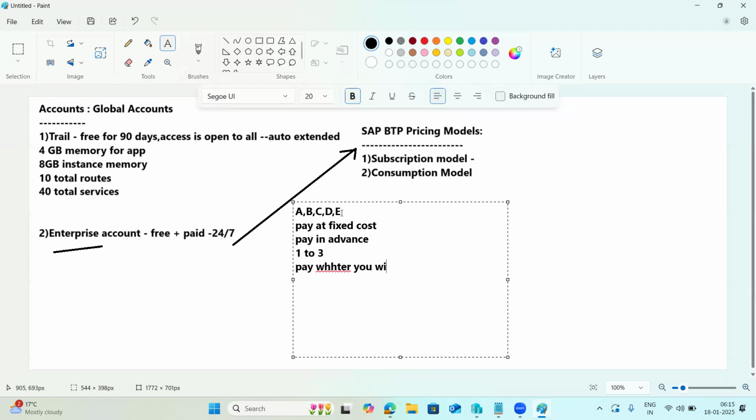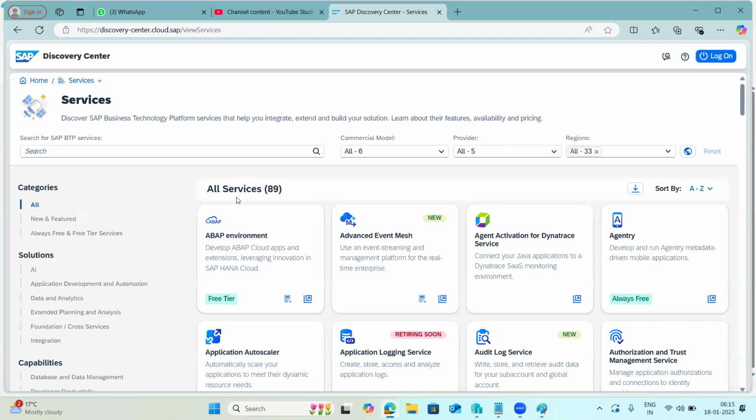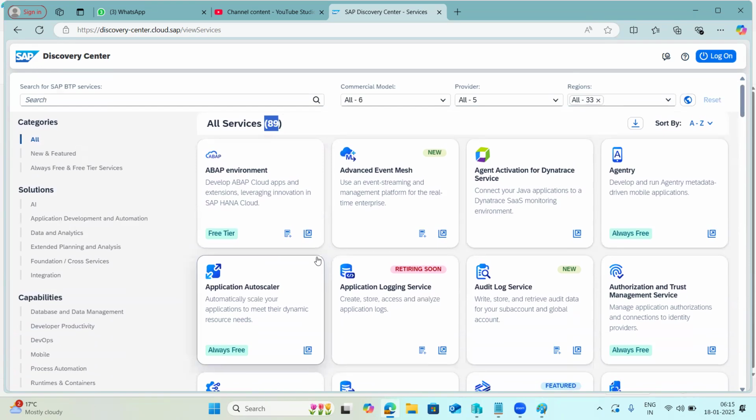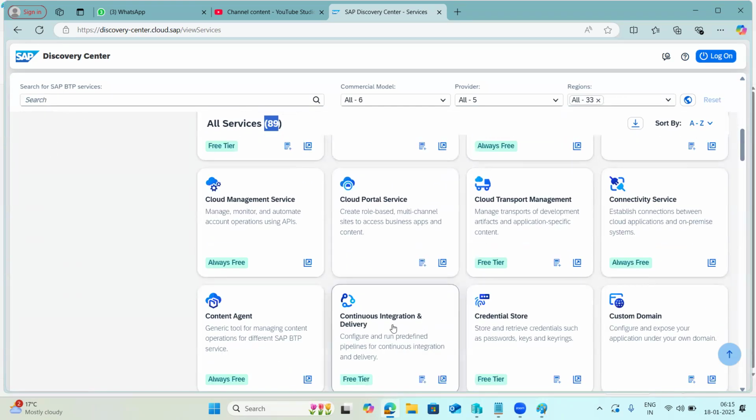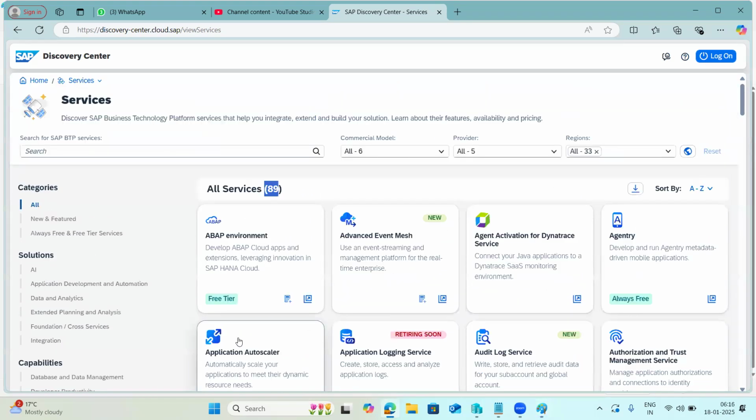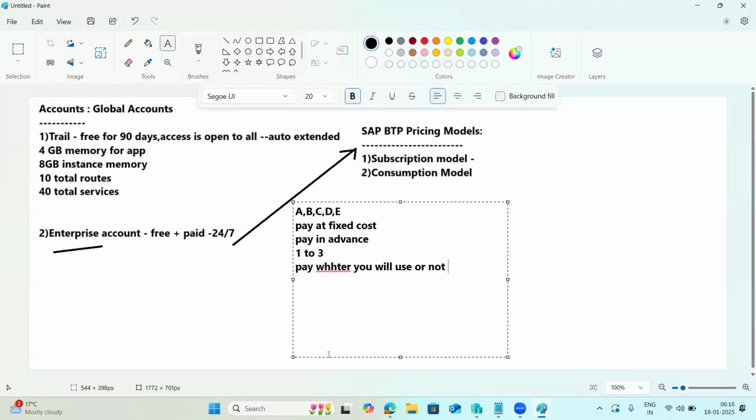Pay whether you use it or not. You have to pay the amount here. So in the subscription based model, out of the 89 services here, I need only a few services. You can calculate the few services, then you have to pay only for those services, but you will not get any discount in the subscription model type. That is called the fixed cost.